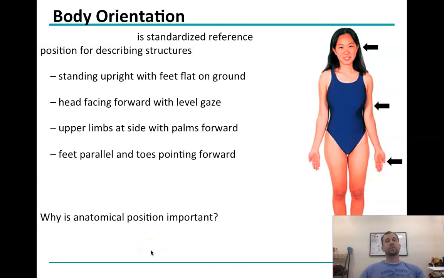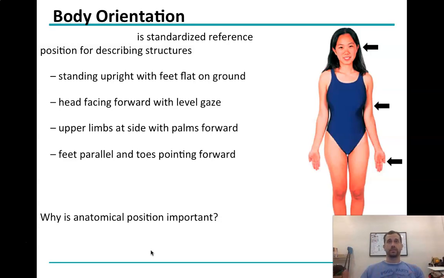Hello class. Today we're going to be talking about some terminology that we can use in anatomy class to better describe body structures and help convey a message to other researchers or other classmates. So in order to study anatomy, we have to describe body structures in a way that makes sense and can be followed by medical professionals and researchers worldwide.